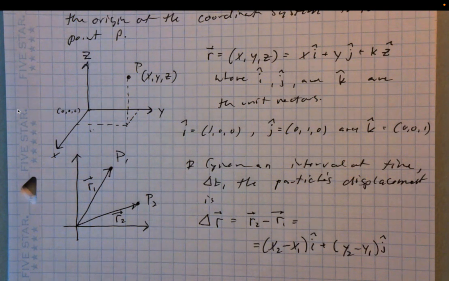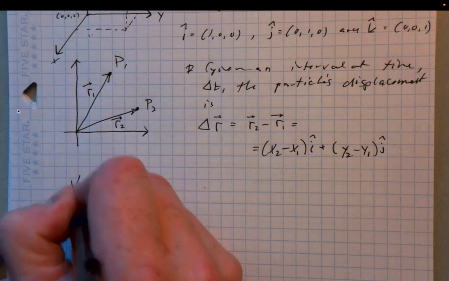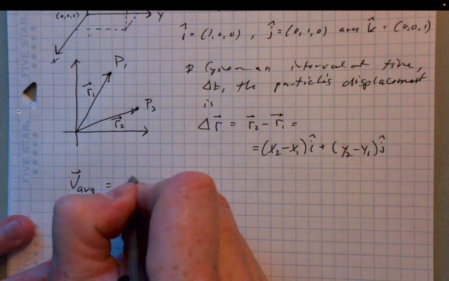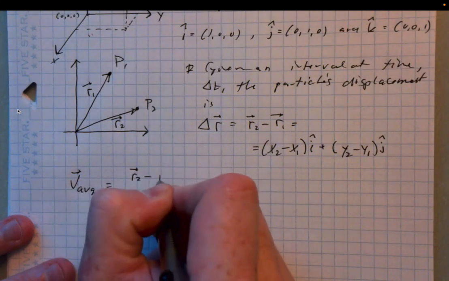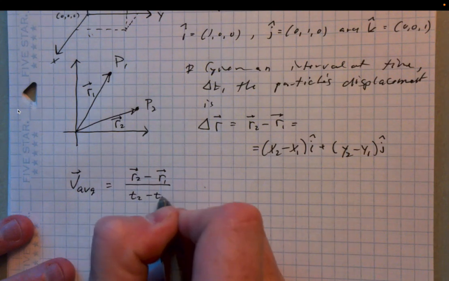So if I know the position vector at the beginning and the end of an interval of time, I can calculate the displacement, and given the displacement, I can calculate the average velocity. We can define the average velocity during the interval in the same way as before, except we just replace everything with vectors. So the average velocity is just going to be equal to the displacement, which in this case is R2 minus R1, divided by the time, t2 minus t1.